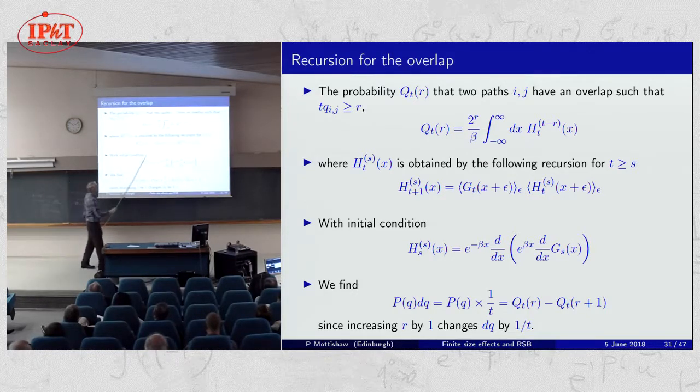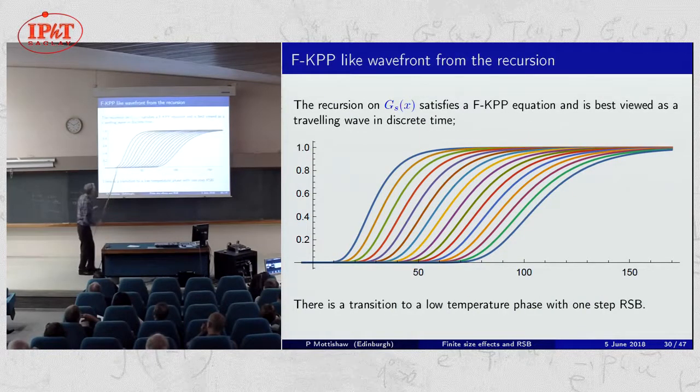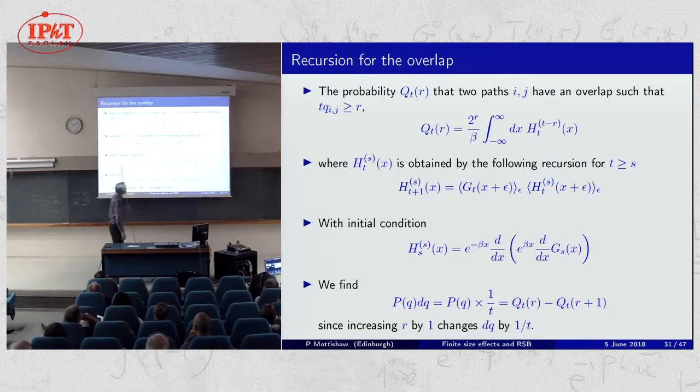And you can express it in terms of this function H, which again satisfies a recursion on the tree. And to leading order, H looks very much like the derivative of G. So if you think about the derivative of G, it basically looks like something a bit like a solitary wave moving in this direction. And the area under that gives you this estimate of the probability of overlap of two replicas.